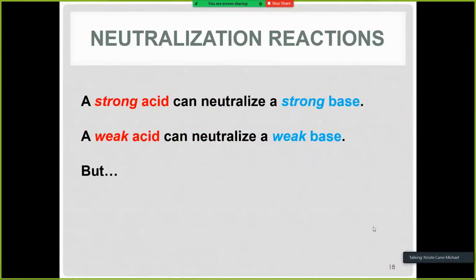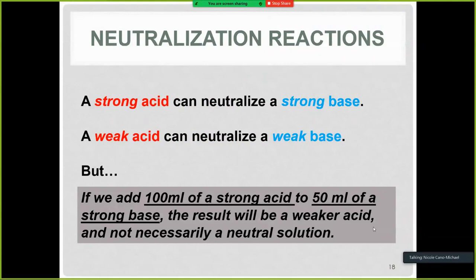So, strong acids can neutralize strong bases. Weak acids can neutralize weak bases. However, if you were to mix a strong acid with a weak base, then you normally have what we call a buffering reaction, which is where you're not going to see a huge change in the pH.